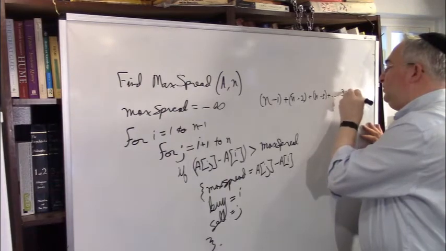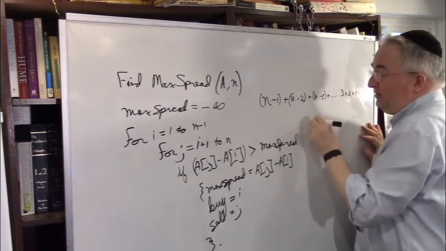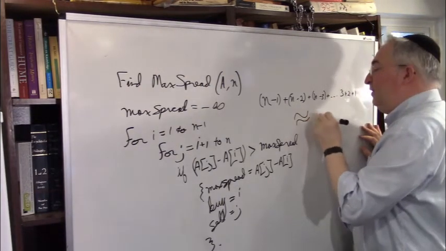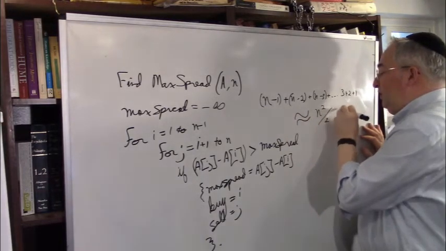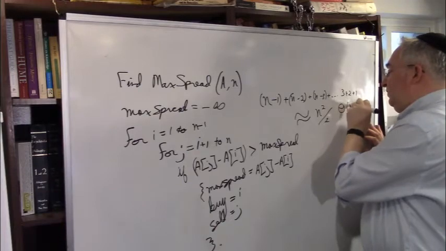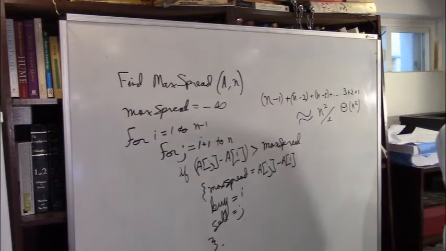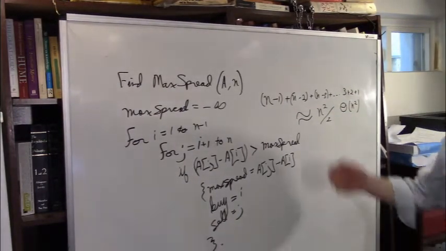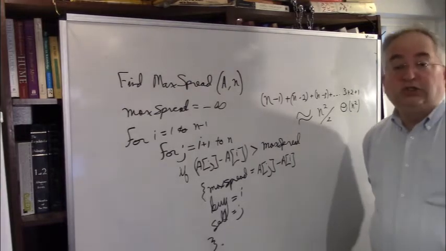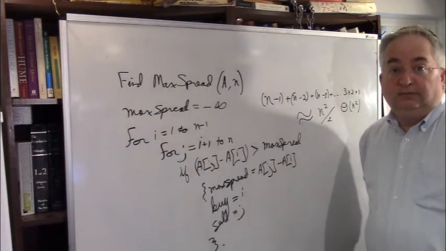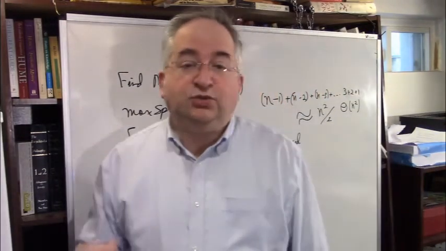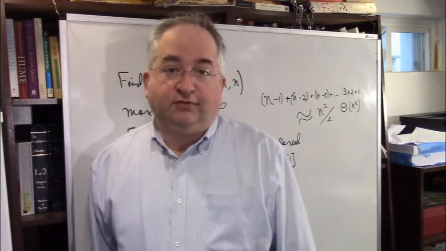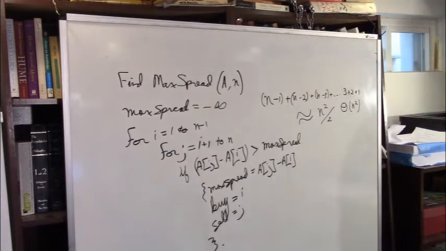Plus 3, plus 2, plus 1. Anyways, that's about n squared divided by 2. But it's theta of n squared. Okay? So, yes, brute force search works, but not well. Can we do better? And the answer is yes, we can, but we have to do it recursively. So, let's set up the problem a little bit differently.